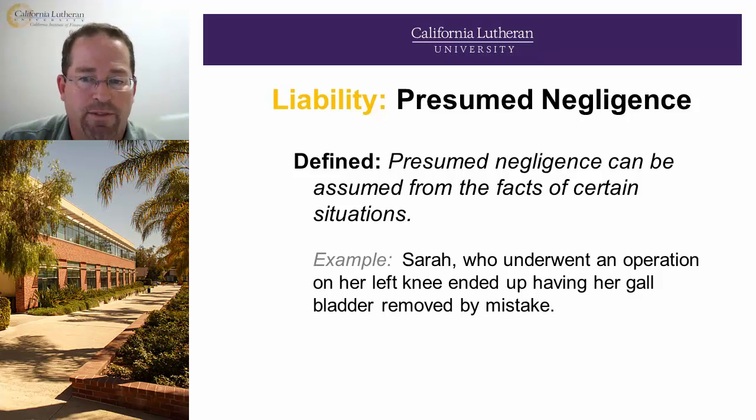Presumed negligence can be defined as assumed from the facts of certain situations. For example, Sarah, who underwent an operation on her left knee, ended up having a gallbladder removed by mistake. In that situation, the presumed negligence was that the surgeon failed to operate on the correct part of the body.